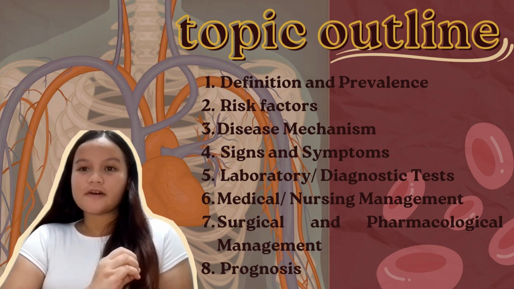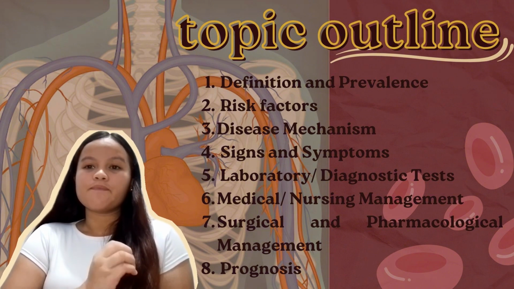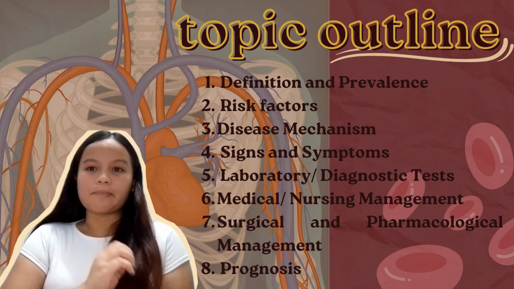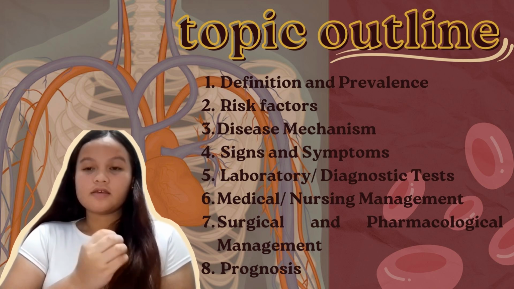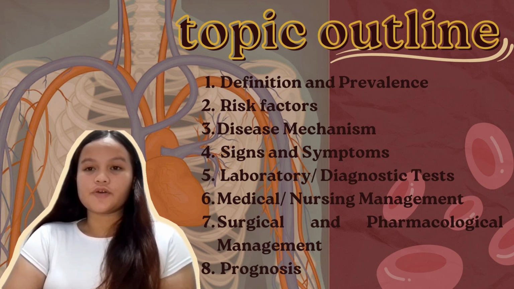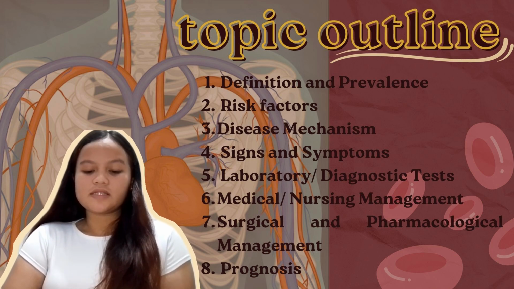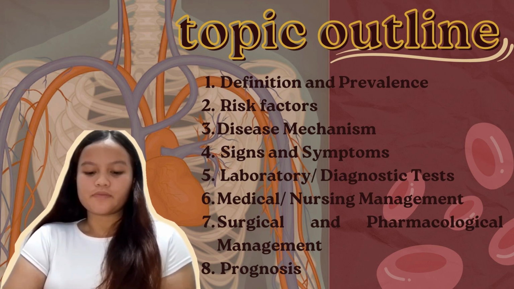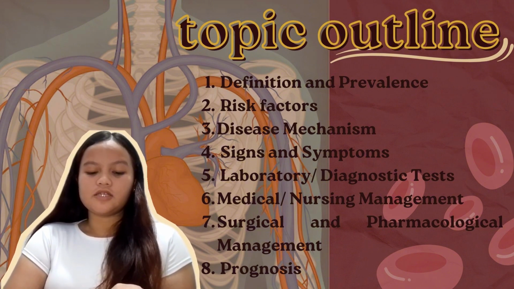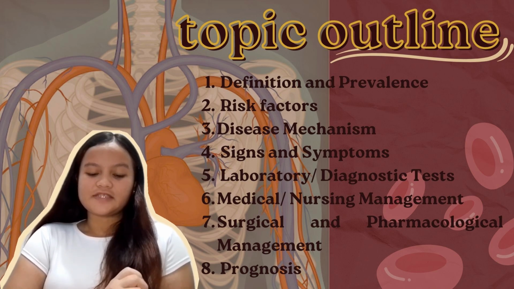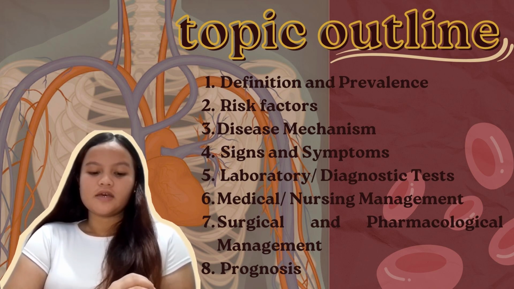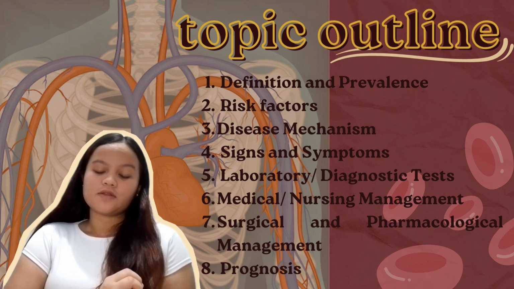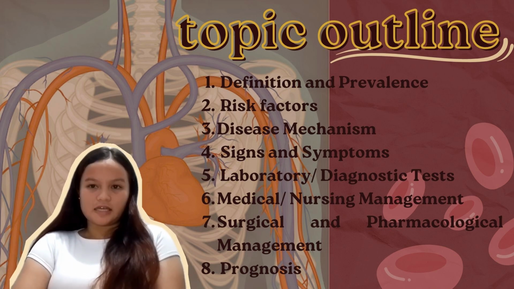And then let me elaborate what are the contents in each topic outline. In the definition and prevalence, this section provides a clear explanation of what ischemic cardiomyopathy is, as well as its frequency or occurrence in the population. This includes the statistics, demographics, and groups most affected. And then in the risk factors, details factors that increase the likelihood of developing the condition such as lifestyle choices, the smoking or the diet, and then the comorbidities, the diabetes, and the hypertension or the genetic predisposition.